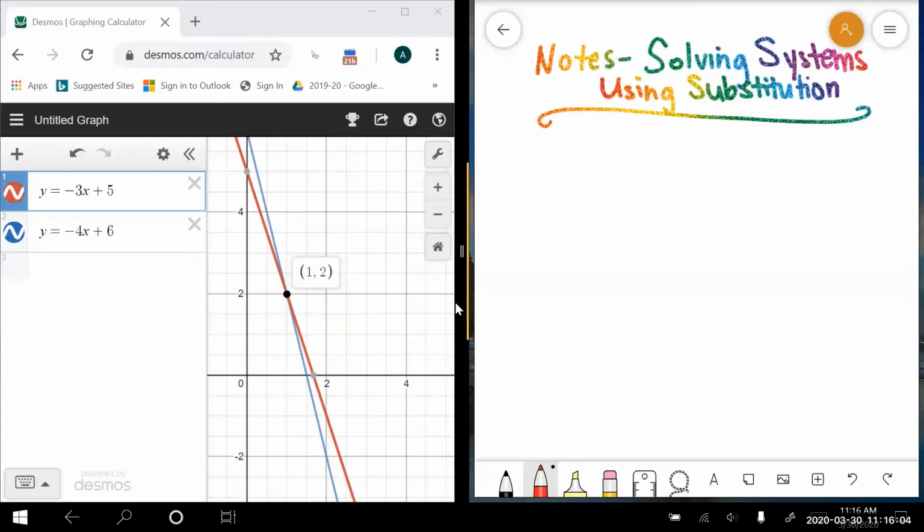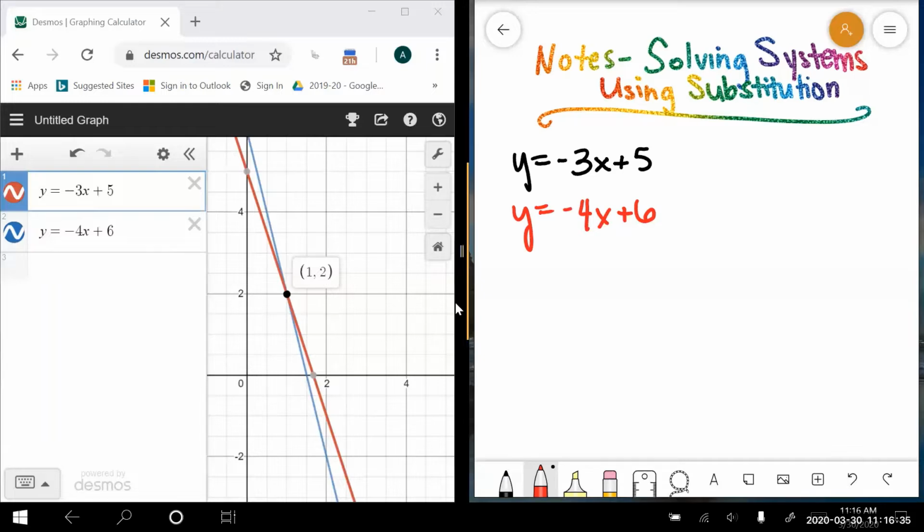We've got, I'm going to use black for one equation, red for the other. I've got y equals negative 3x plus 5. And the second equation is y equals negative 4x plus 6. Okay, and so substitution works the same way we've been substituting in the past, where we take one letter and we substitute some value or expression in for that letter.